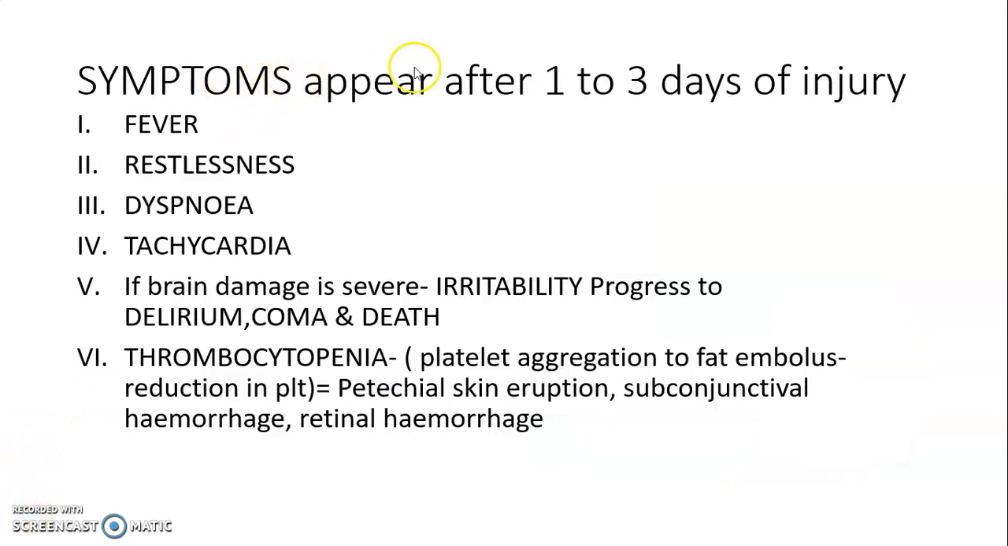The symptoms of fat embolism syndrome appear after 1 to 3 days of injury. Patients have fever, restlessness, dyspnea, tachycardia. If brain damage is severe, there may be irritability that will progress to delirium, coma, and death. Thrombocytopenia will cause petechial skin eruption, subconjunctival hemorrhage, and retinal hemorrhage.